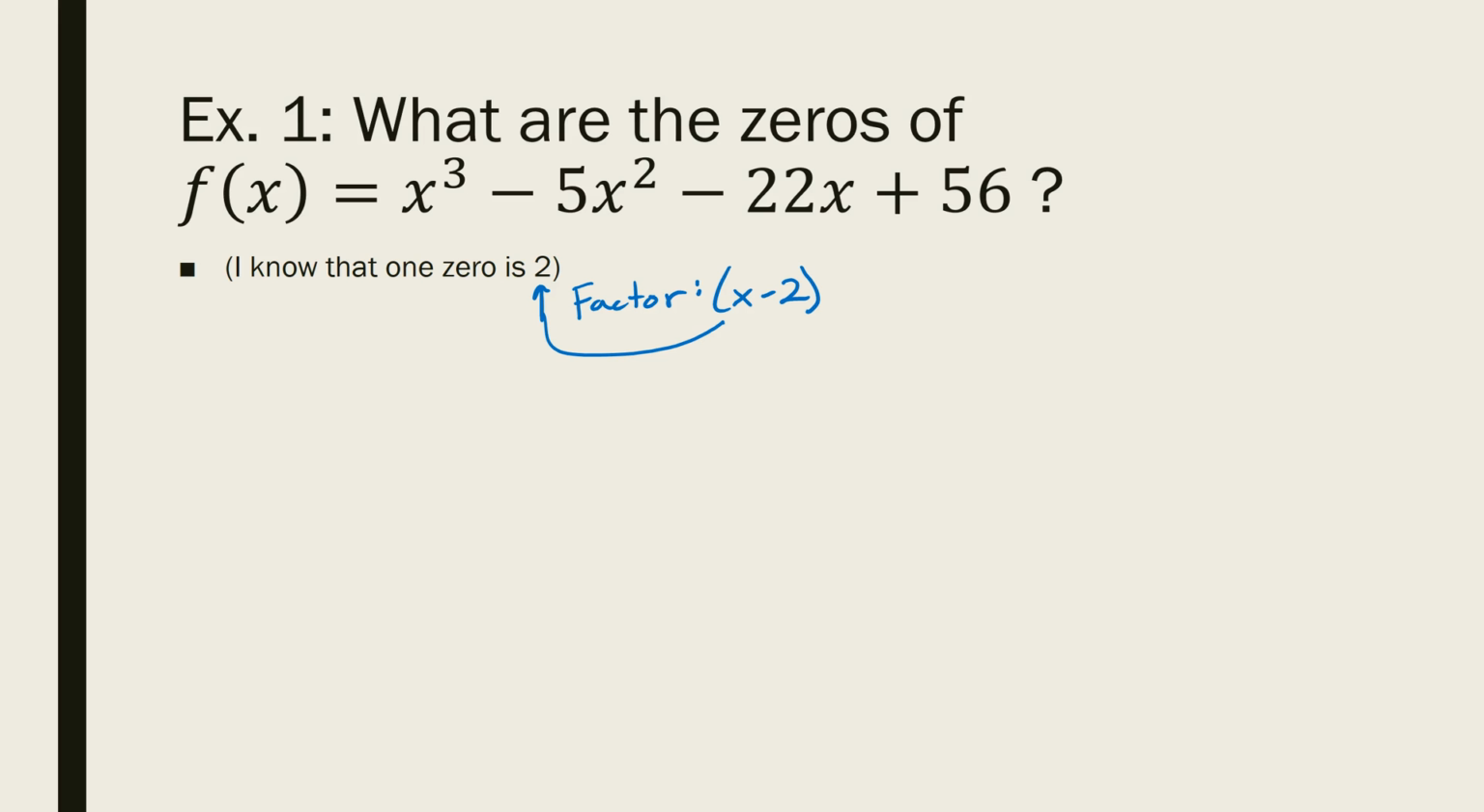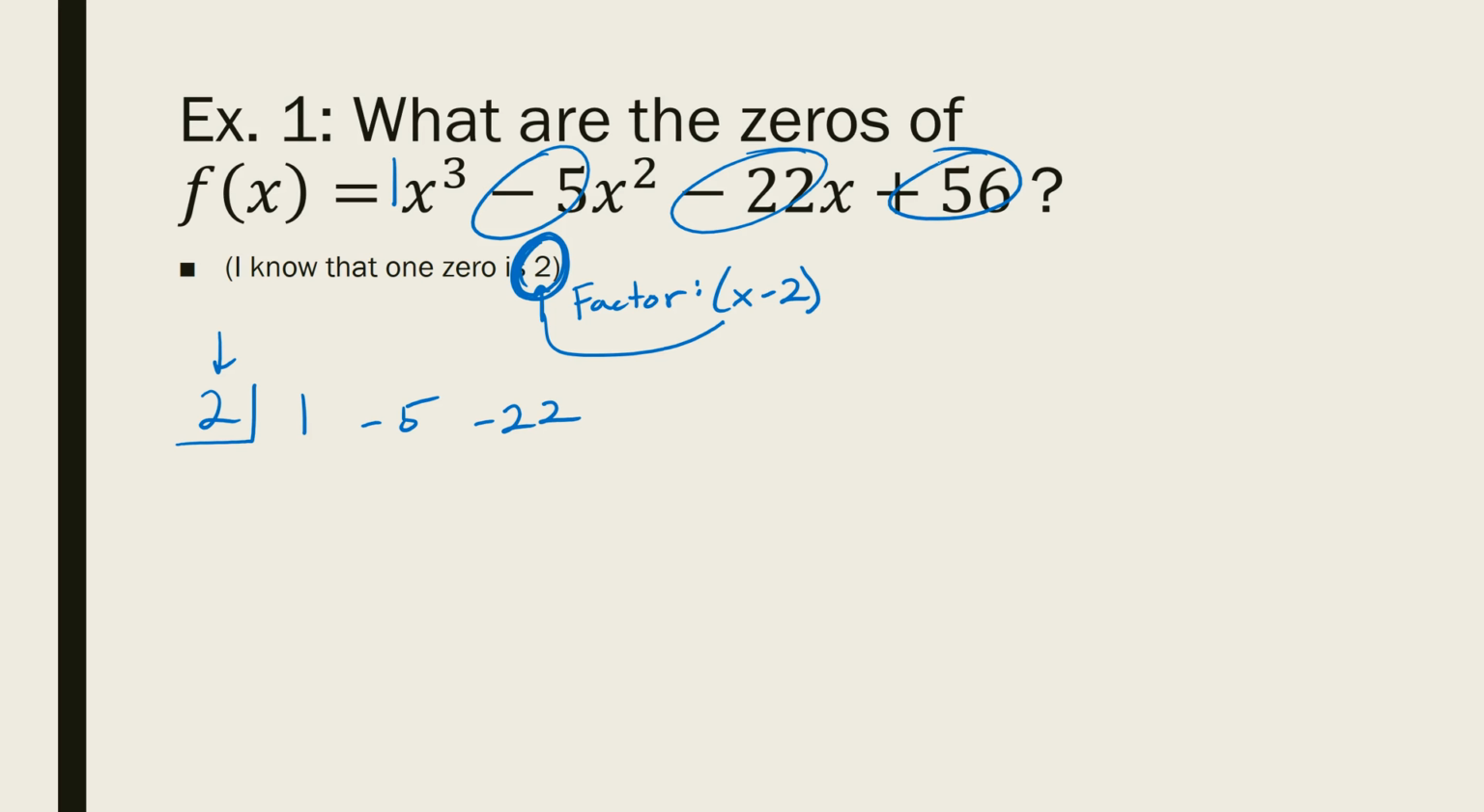Remember, to set up your synthetic division, you put the opposite of what the factor is in this little prison thing up here. And if you're wondering why you do the opposite, maybe now you know, like you're really putting the zero up here. That's what you're doing. Next, I'm going to grab the coefficients from my polynomial. So 1, negative 5, negative 22, and 56.